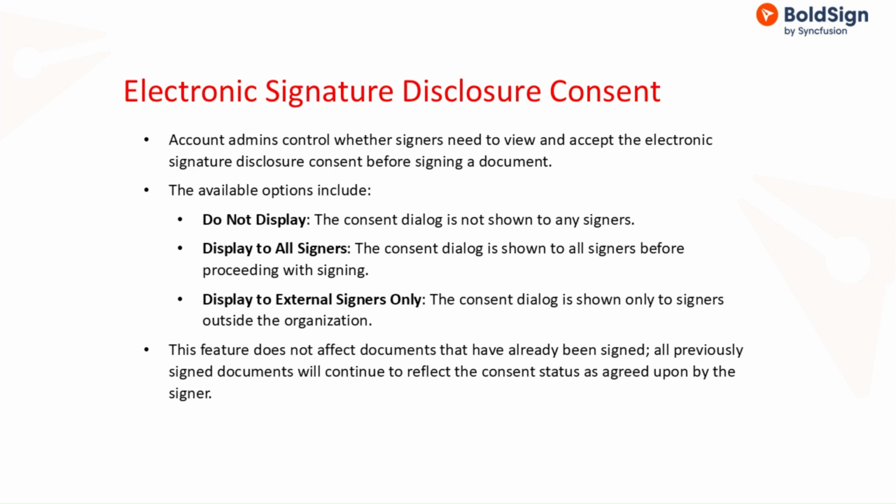a document. Administrators can choose from three options: do not display, where the consent dialog is not shown to any signers; display to all signers, where the consent dialog is shown to all signers before they proceed with signing; and display to external signers only, where the consent dialog is shown only to signers outside your organization. Regardless of the choice, the action is recorded in the audit trail document.